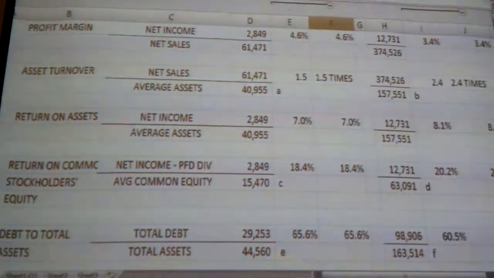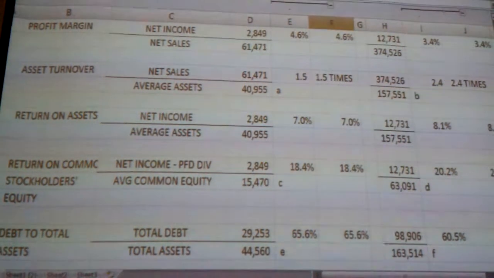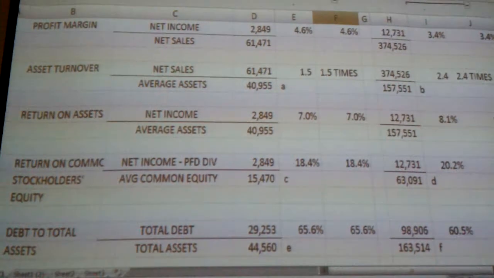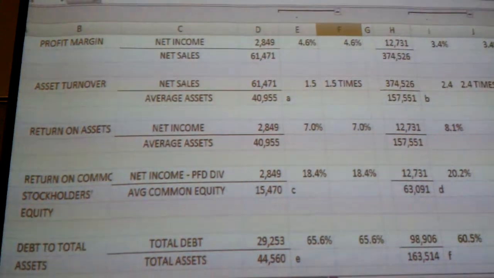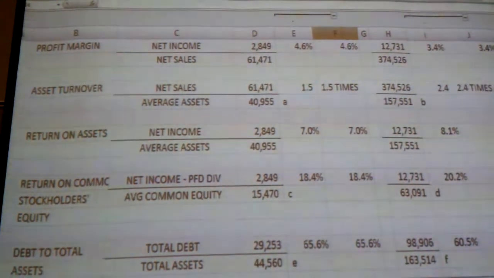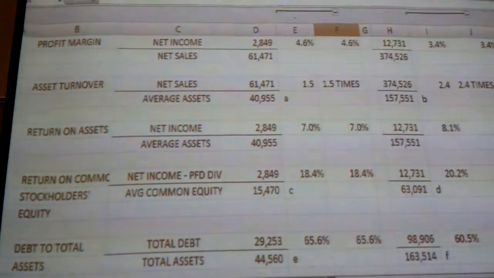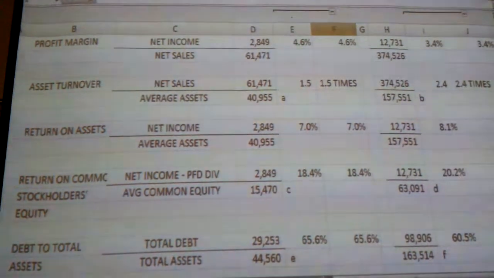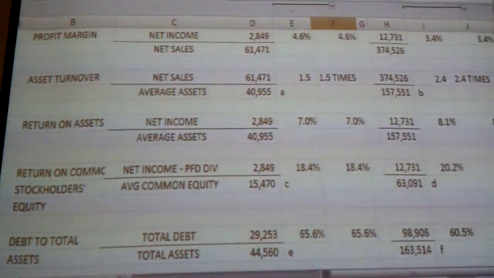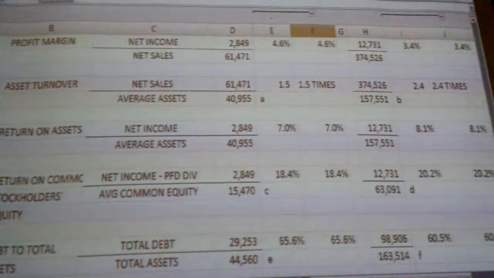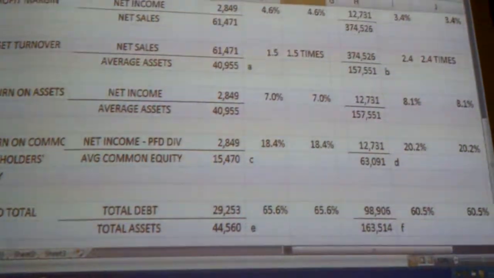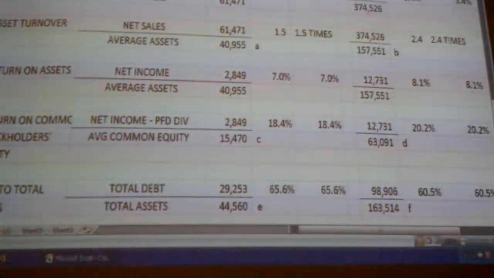When we look at asset turnover, and you'll see this in your book, asset turnover, which we discussed in Chapter 10, measures the efficiency of assets to generate sales. So we acquire assets as a business for one reason, that is to try to generate revenue. And if you look here, Walmart's much more efficient with their assets generating sales than Target is.